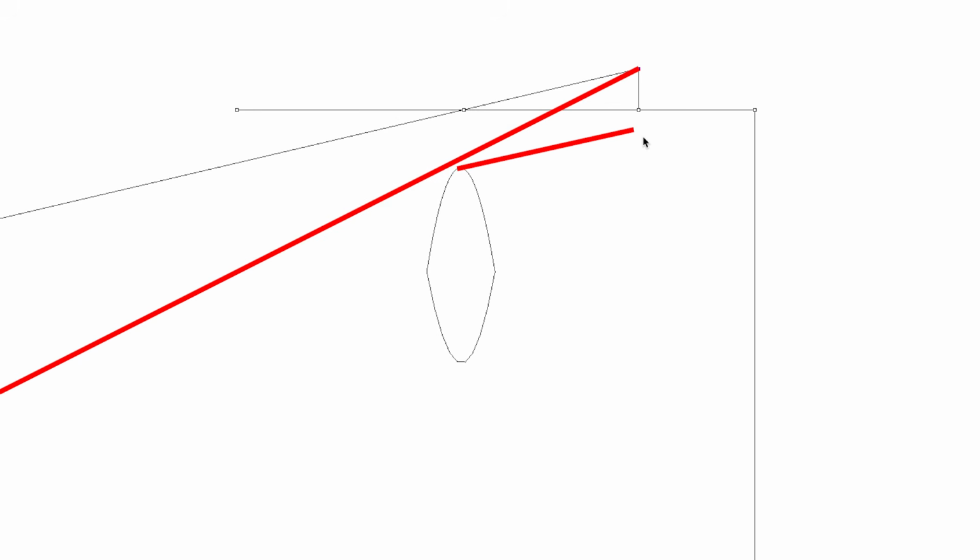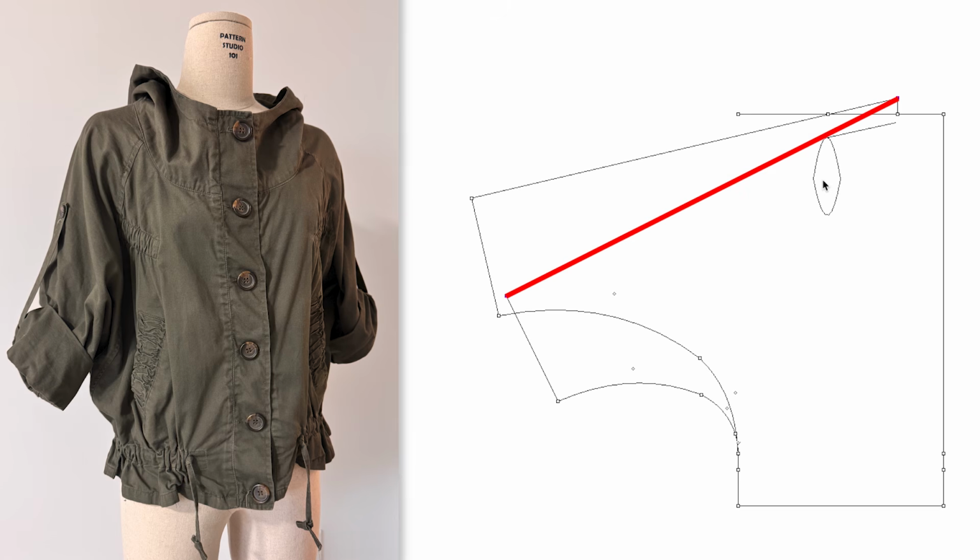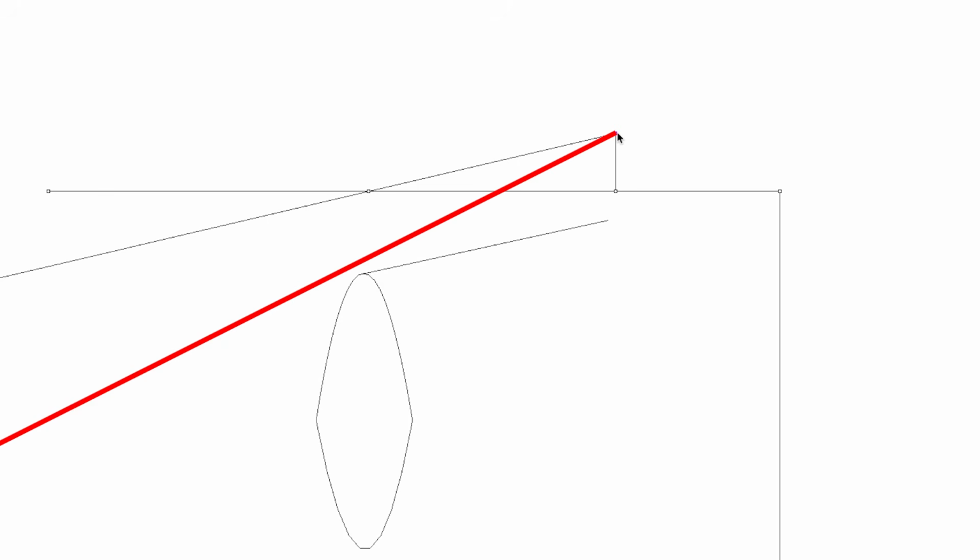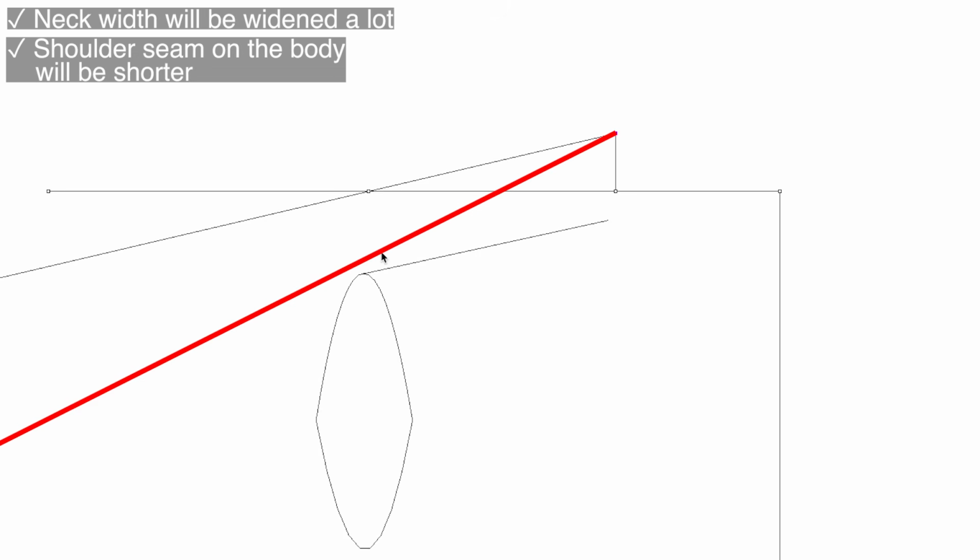There's nothing right or wrong or good or bad. If this can be part of your design, there's no problem. And I actually make the shoulder with this angle. So if you see this sample, you see there is a gap. And also, I'm going to widen the neck width a lot. So actual shoulder seam on the body shoulder will be very short. So I don't have to worry about the angle so much.